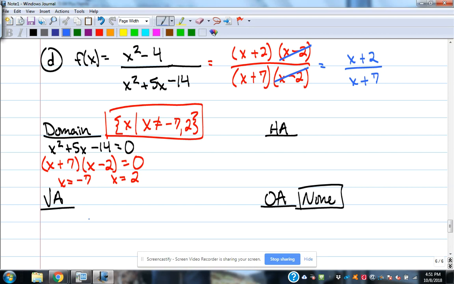What's our only vertical asymptote? Which part of the denominator canceled out? The x plus 7 or the x minus 2? So that means our only vertical asymptote is at -7. Because the x minus 2 canceled right there, what that does is it creates a hole at 2. Okay.